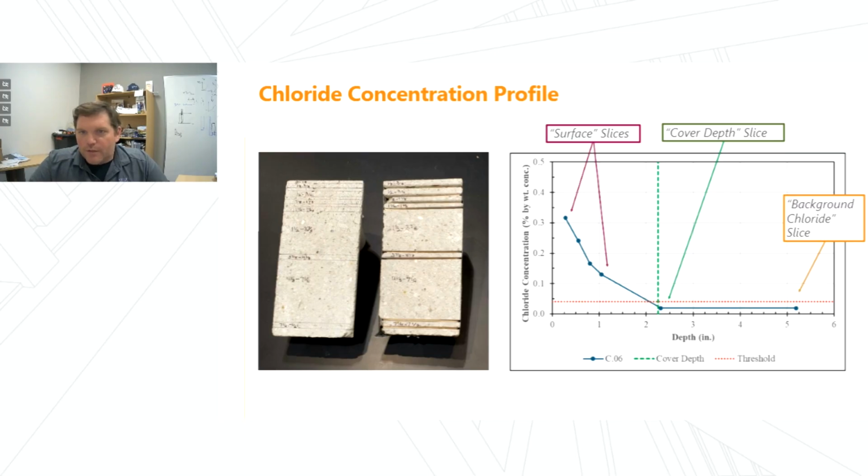Illustratively, we'll typically present a chloride concentration plot. This plot is showing on the x-axis the depth from the surface, and on the y-axis we're plotting the chloride concentration as a percent by weight of concrete. So this is the percent by weight of the sample. You can see through the surface how we're getting chloride ingress into our structure, and then both our cover depth and background slice. In this case, we're below what we're calling the corrosion threshold, and that's 0.03% by weight of concrete. I'll get into a little bit more about what that threshold looks like in a little bit. But essentially, this is the common way we're going to be presenting and interpreting our chloride concentration profiles.